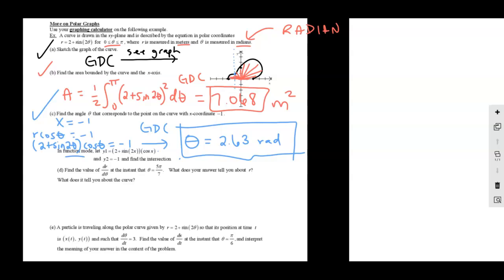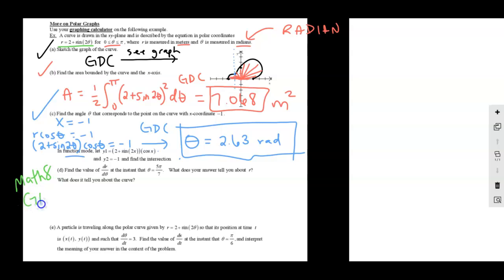Now part D says find dr d theta at the instant where theta equals 5 pi over 7. It says what is our angle? What does this answer tell us about r? We could do this, right? This function r, that's pretty easy, and we could take that derivative ourselves. But this is a calculator question anyways, so I don't have to. Remember, math 8 is how you can do derivatives in the calculator.